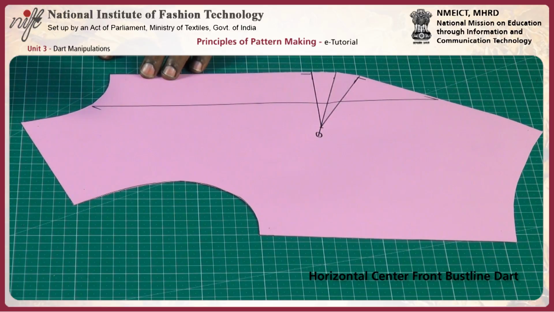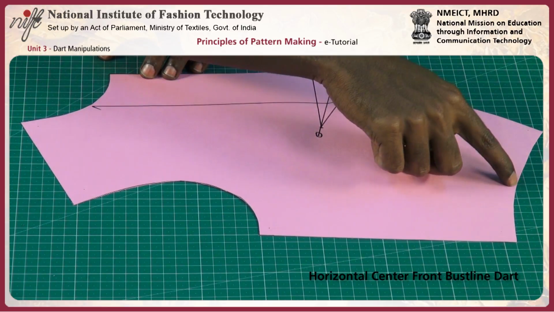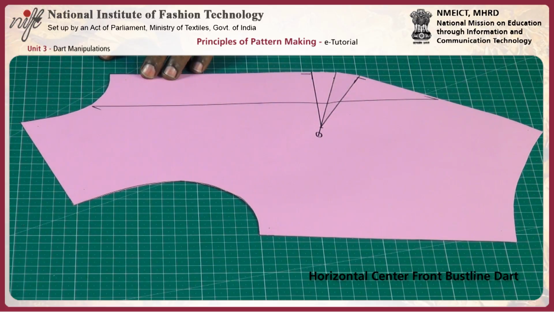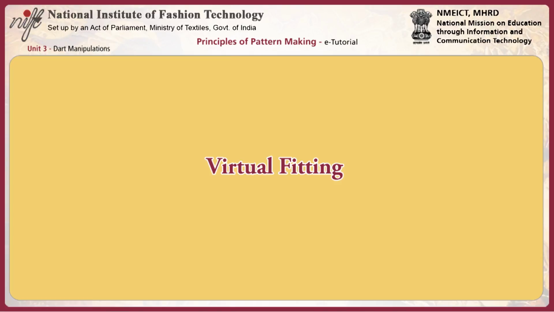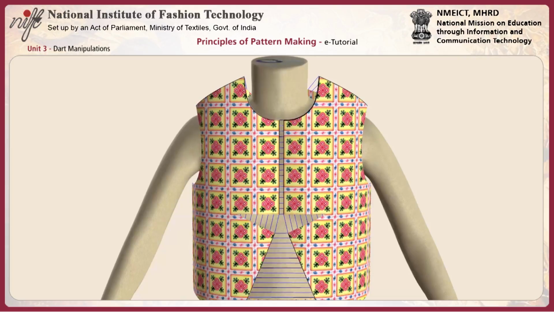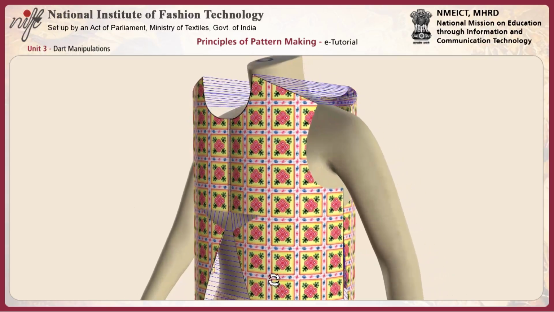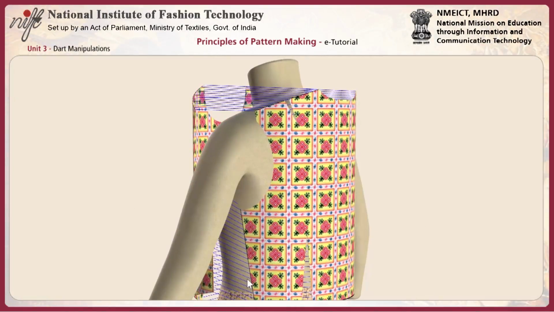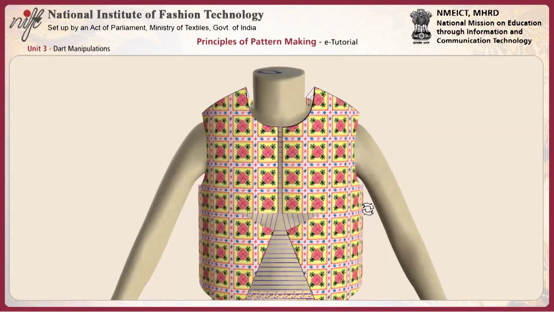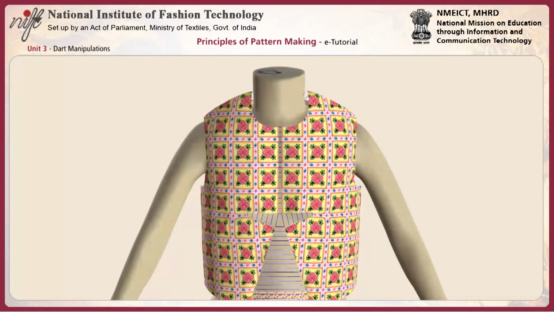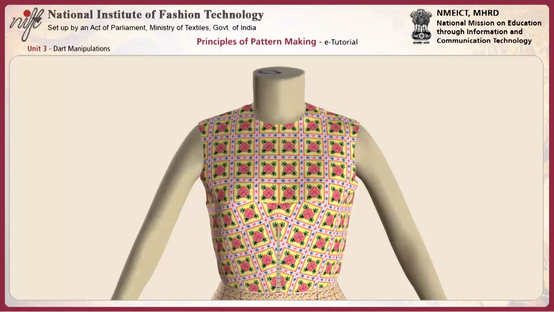Now you learn how to convert waistline dot to horizontal center front dot. The stitching of bustline dot and center front is shown here. Side seam and shoulder seam is shown here. The closure of shoulder and waist dots is demonstrated. When all the dots and seams are stitched, the garment will give the desired design and fit.